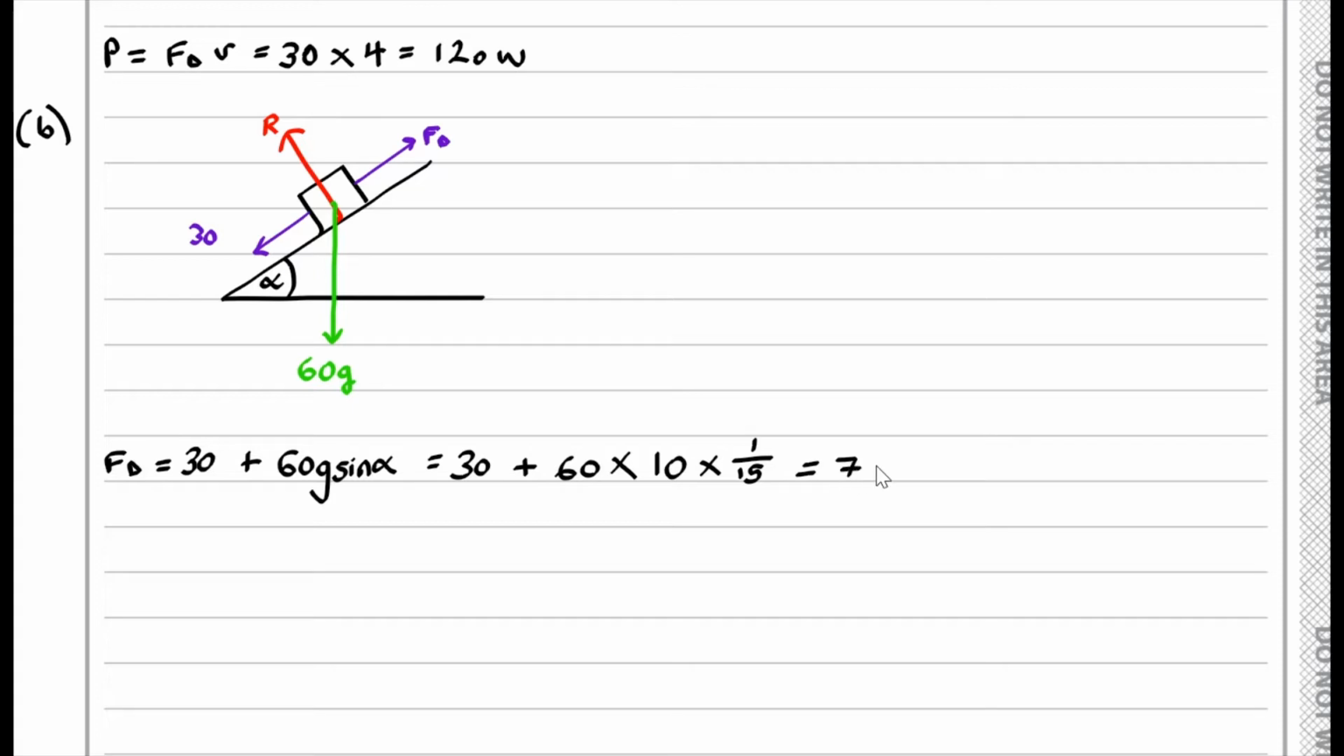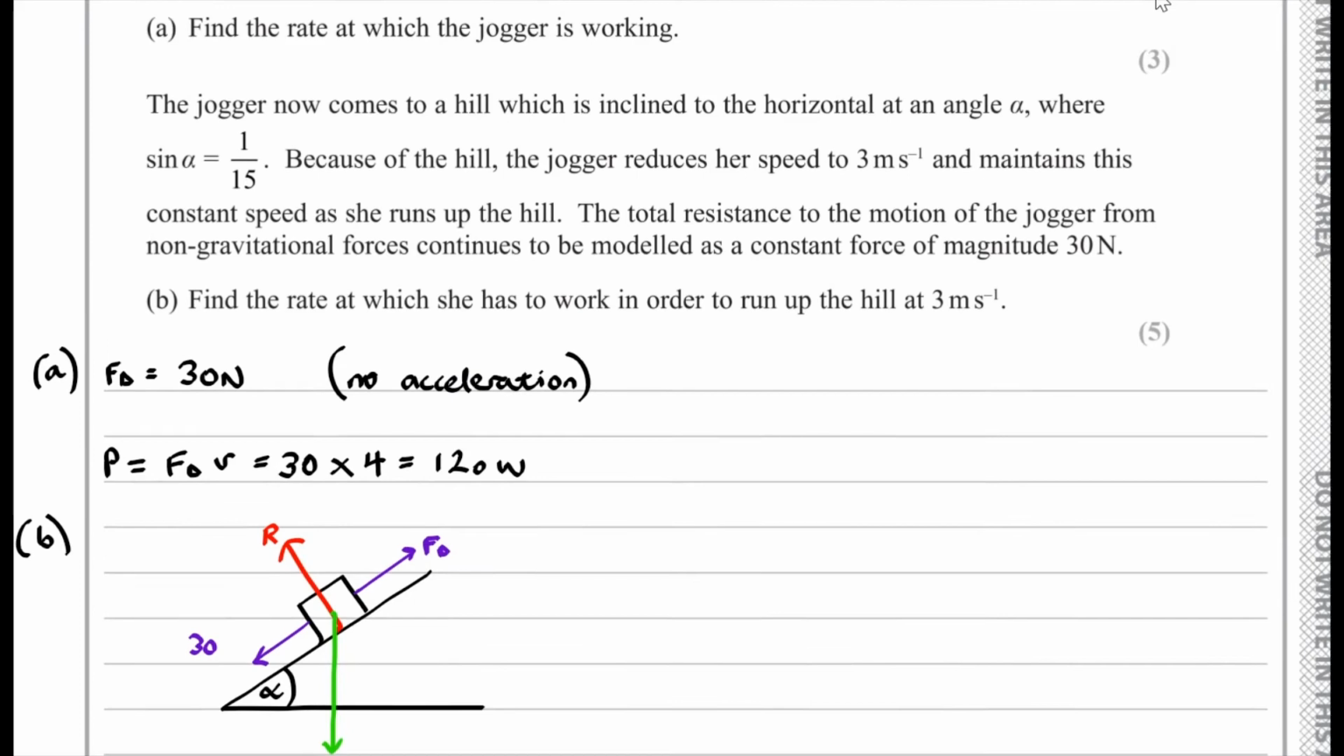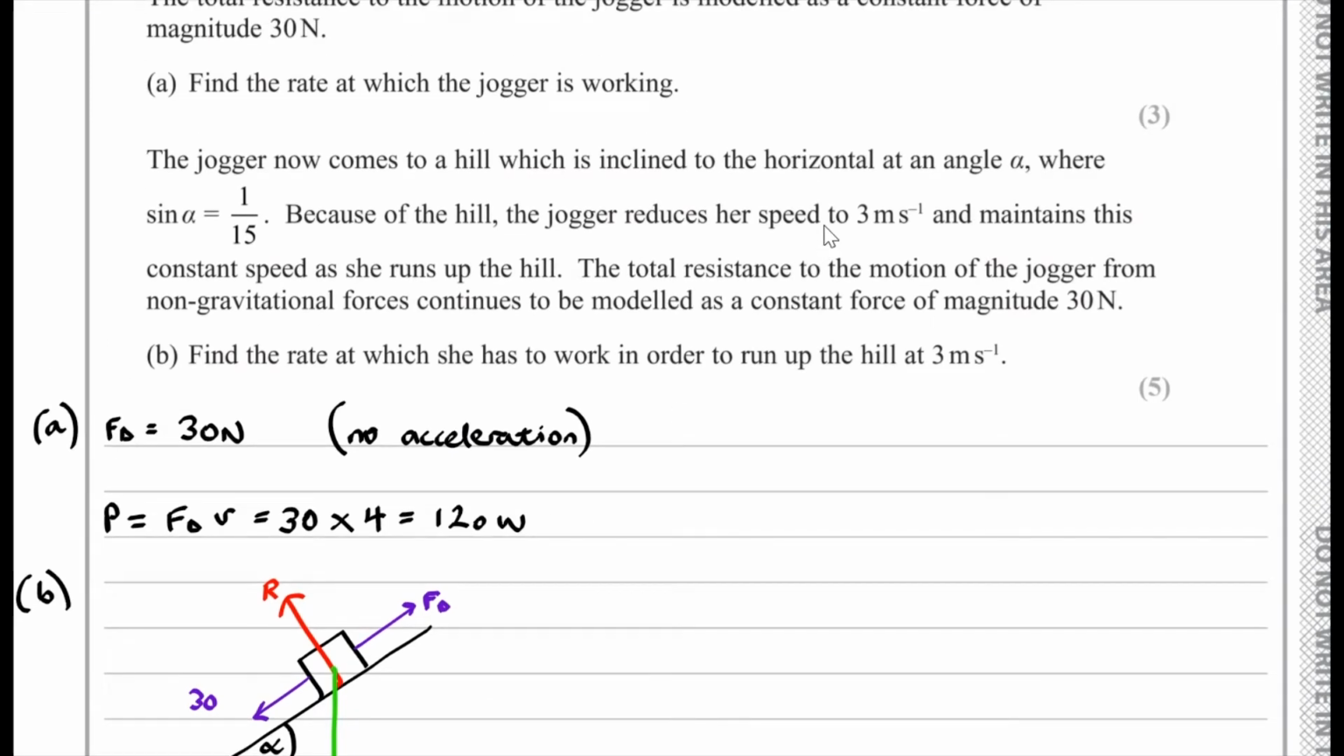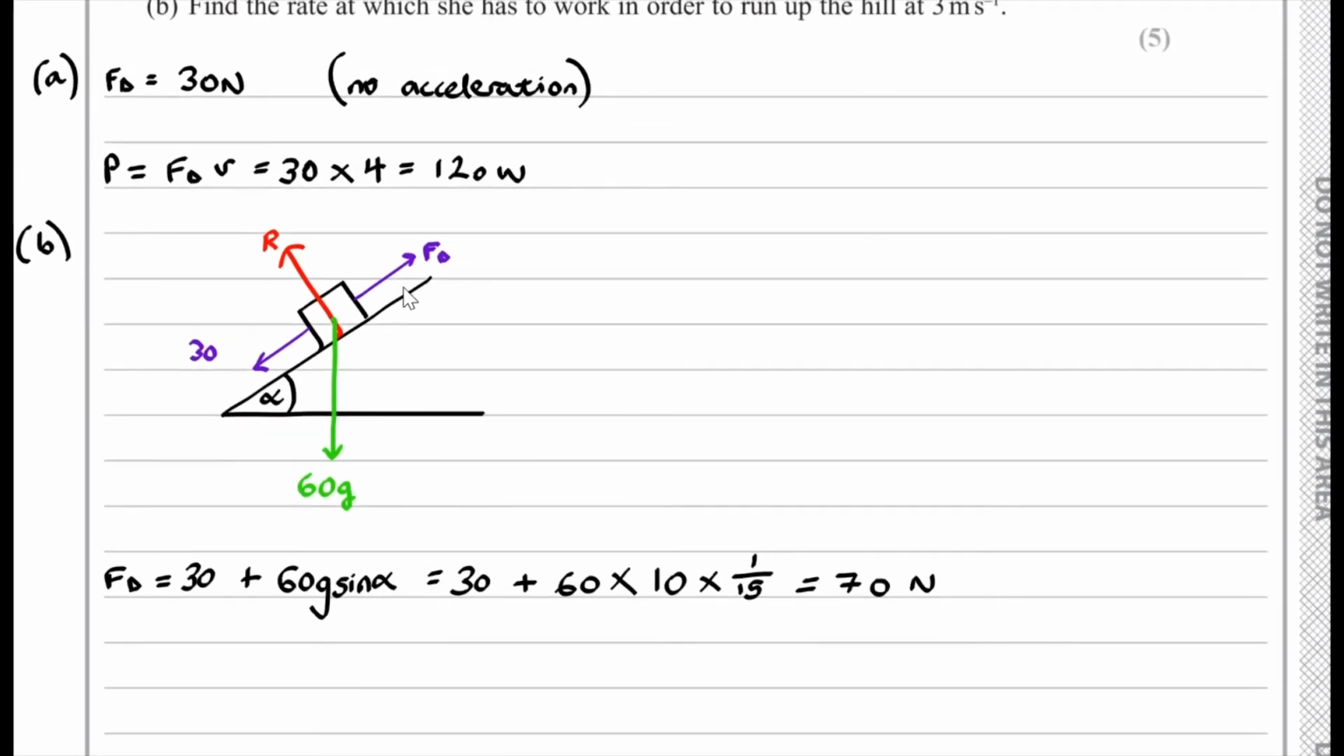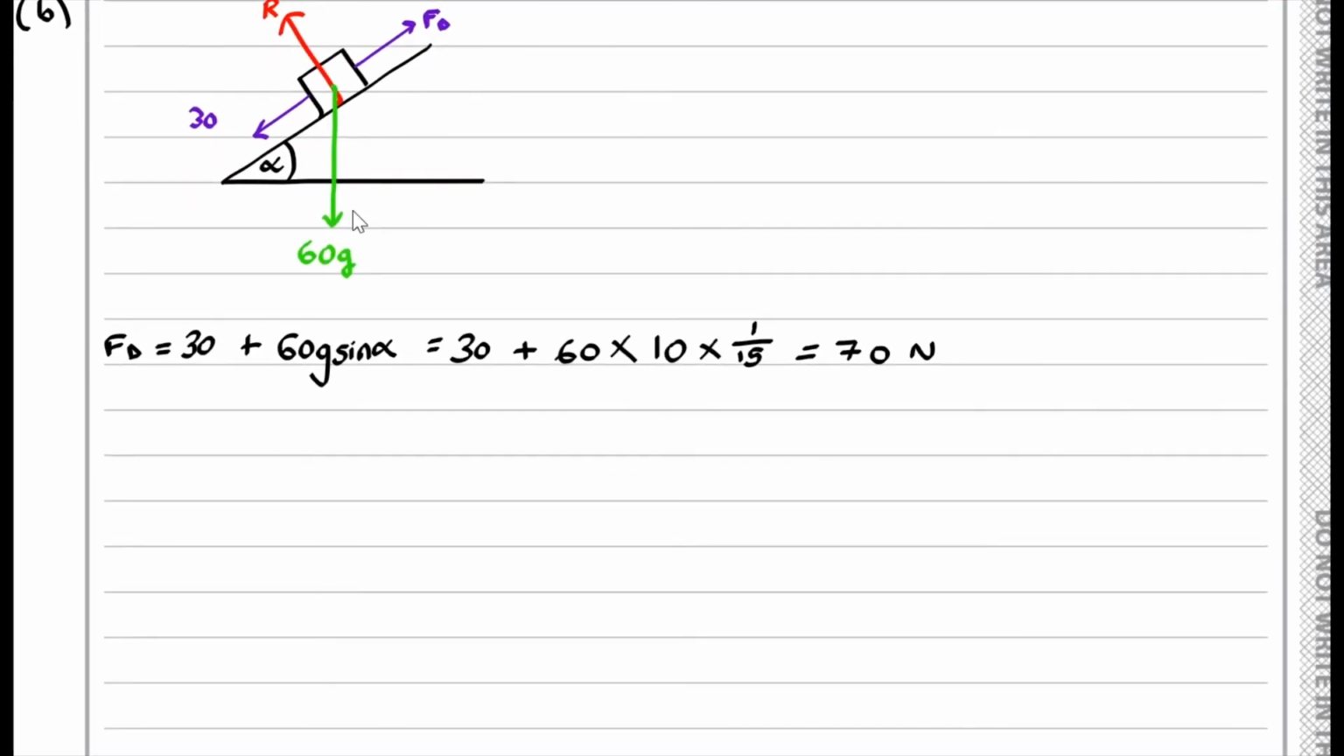You'd find FD to equal 70 newtons. And we also know that the speed this time is 3 meters per second, and therefore, using this formula, the power is equal to FD times by V. So we have 70 times by 3, which is 210 watts.